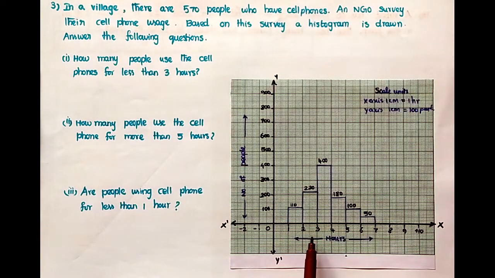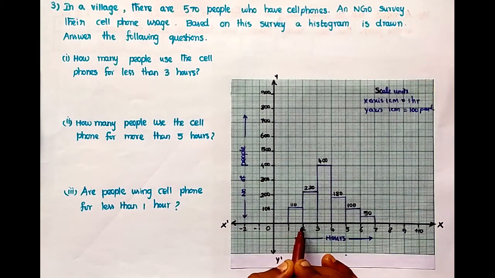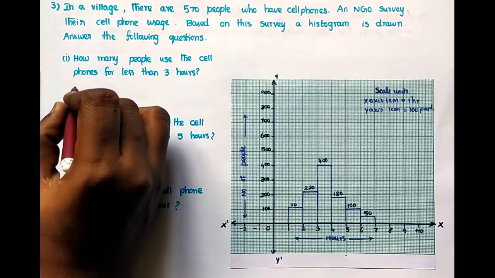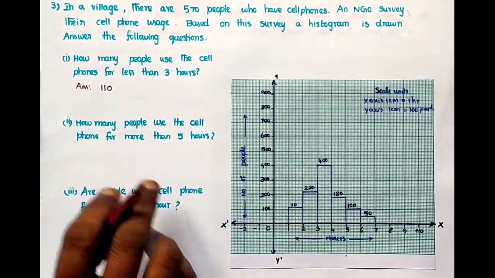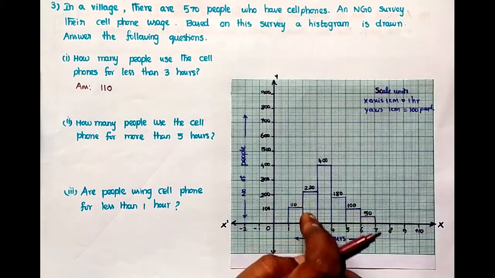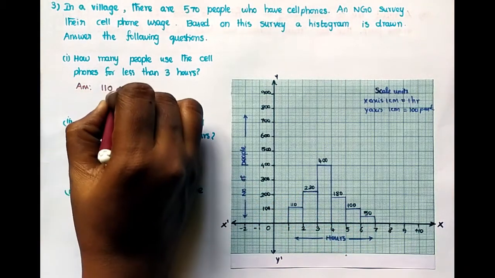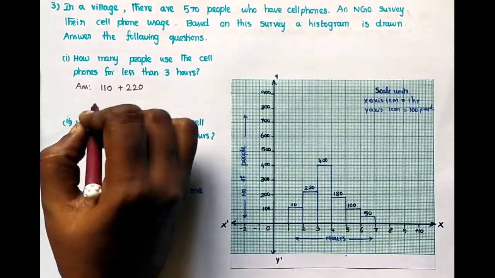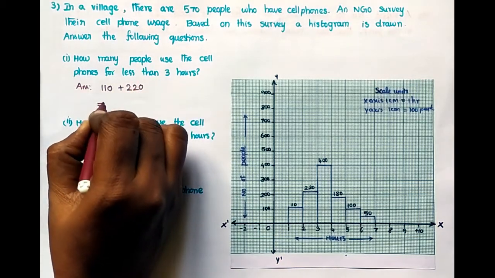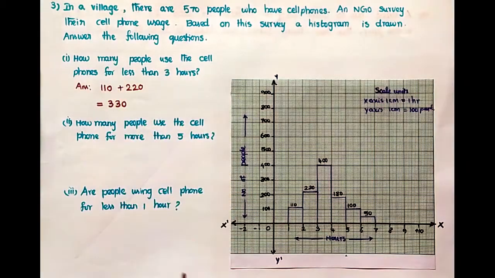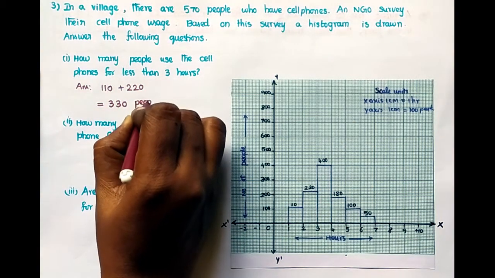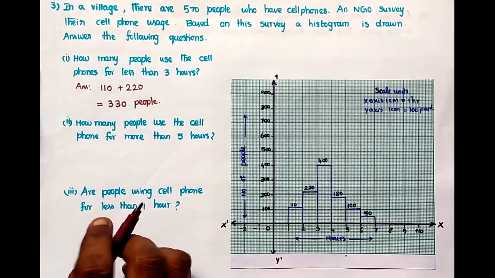Listen, how many people use the cell phone for less than 3 hours? Here 3 hours, so 1 to 2 and 2 to 3. How many people? 110 for 1 to 2 hours, and 220 for 2 to 3 hours. Totally 330 people. That is the answer.